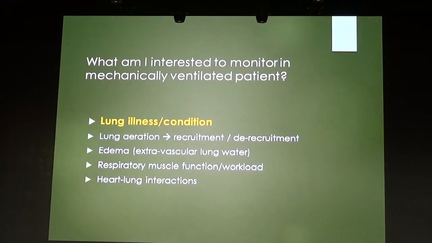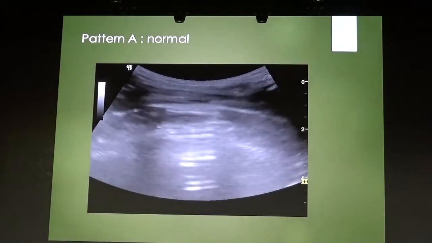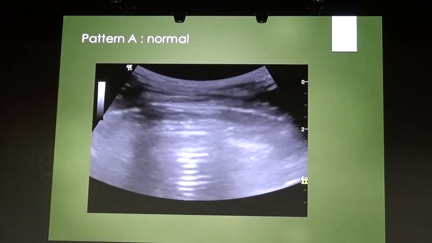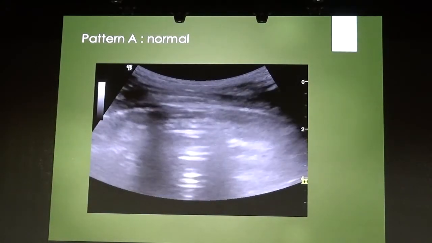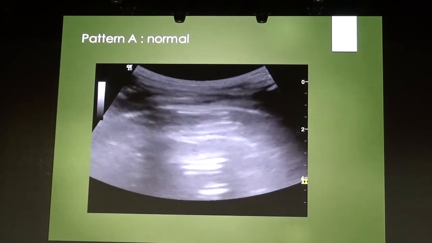Well, the first thing that maybe I would like to know is which is the lung illness, which are the lung conditions. Do I have edema? Do I have pneumonia? Do I have pleural effusion? Just 3 short videos for those of you who are not used to lung ultrasound.